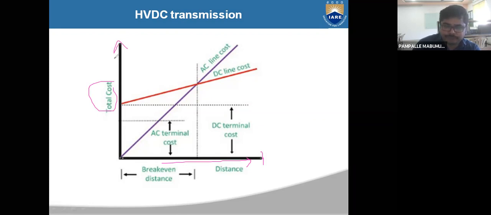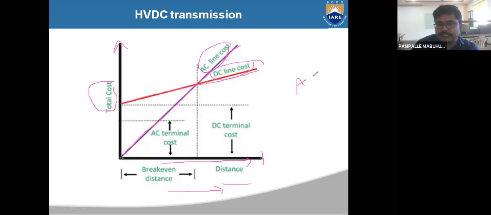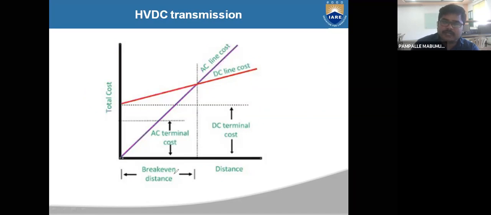Now we are going to calculate the total cost of the AC transmission line as the distance keeps increasing. This blue line represents the total cost of the AC line, and this red line indicates the total cost of the DC transmission. As I said, you can transfer the power either by AC or DC. If you use AC for transmission, the cost will be like this blue line as the distance increases, and for DC it will be the red line.